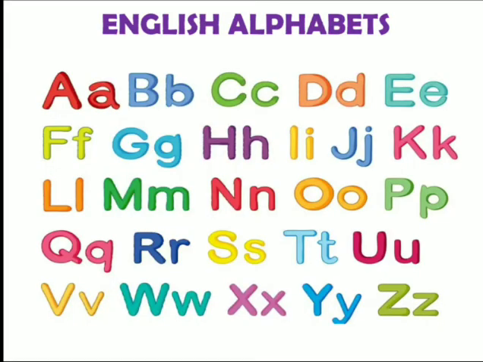First, let us recall the English alphabets. You all know there are 26 letters in the English alphabet. They are A, B, C, D, E, F, G, H, I, J, K, L, M, N, O, P, Q, R, S, T, U, V, W, X, Y, Z.